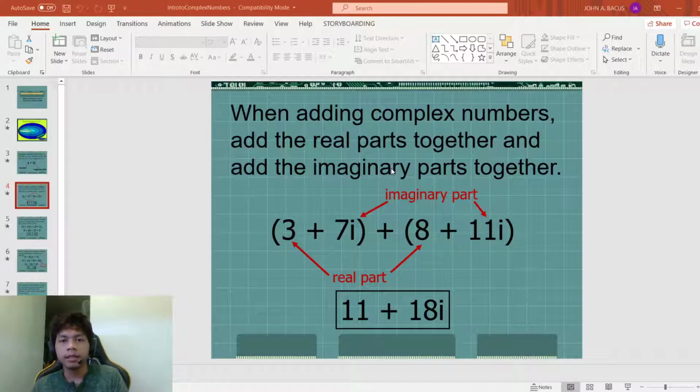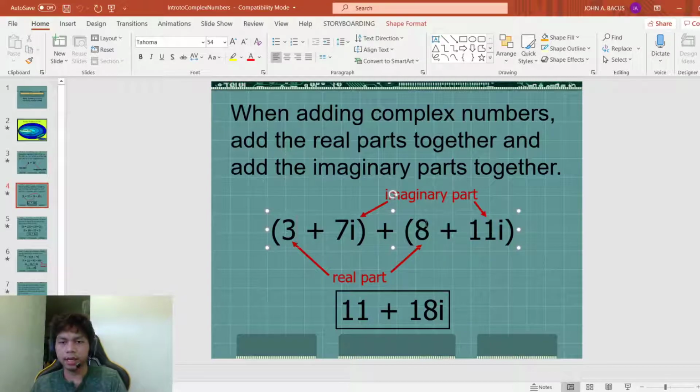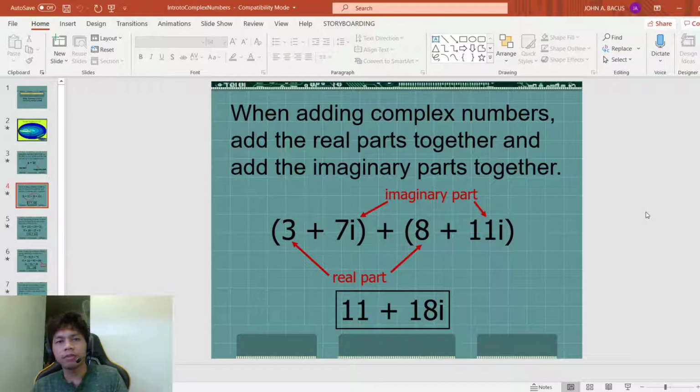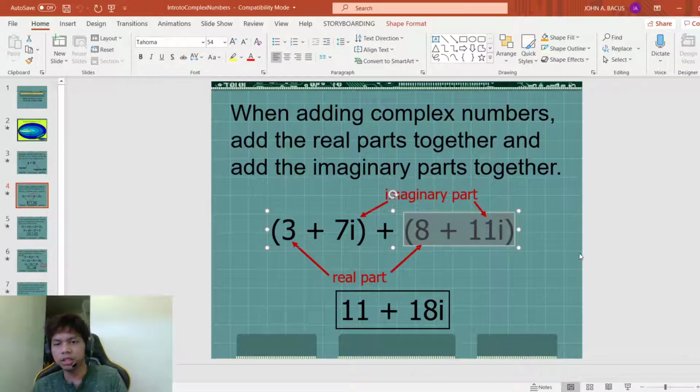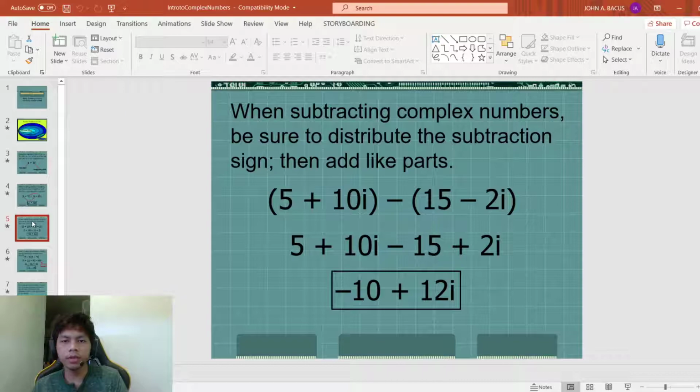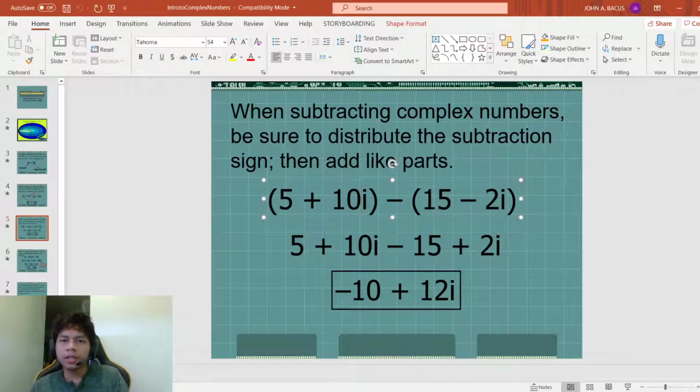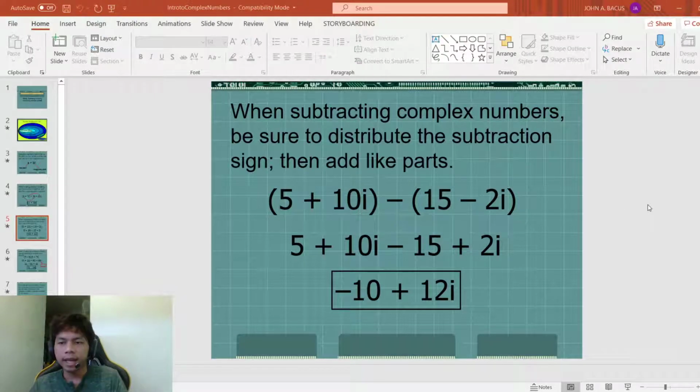If you can see the real parts, you just combine them together. So that's 3 plus 8. Then the imaginary part, which is 7i plus 11i. Apply also the rules that you have learned from our first lesson. If this is negative, then change the signs. To remove the parentheses, you change the sign inside.